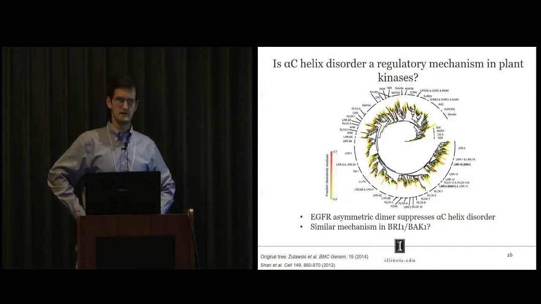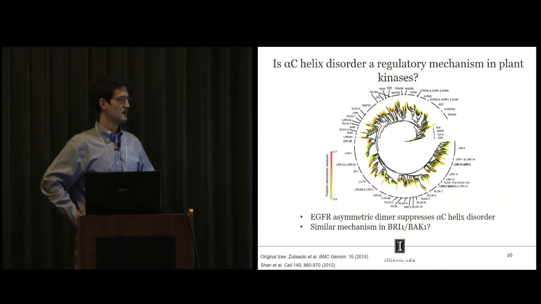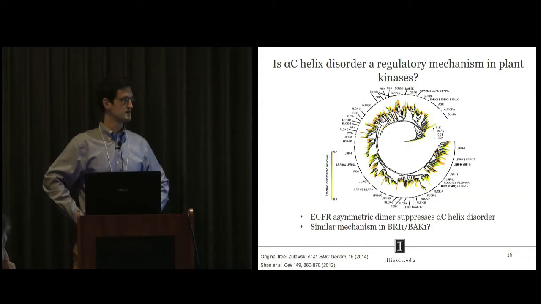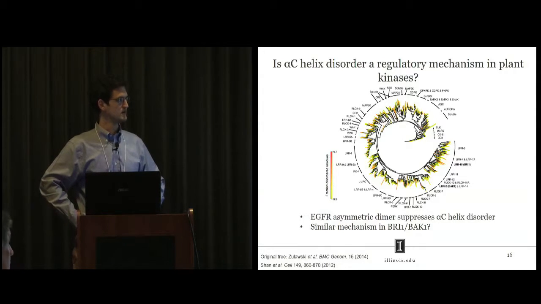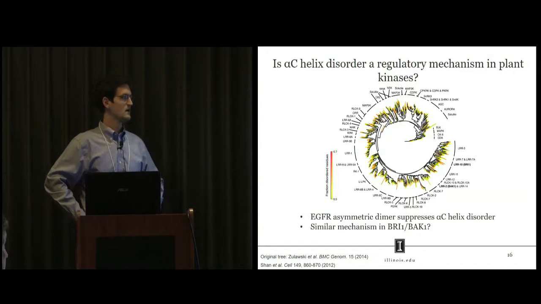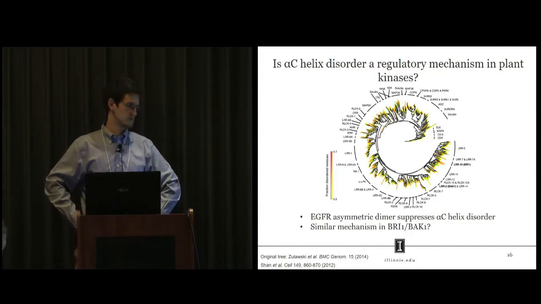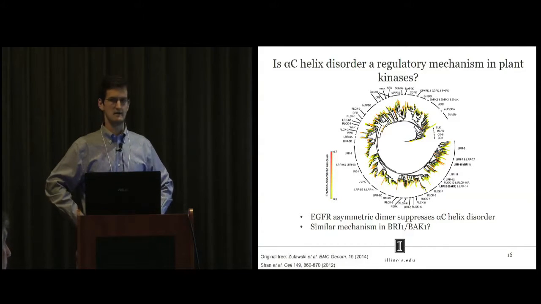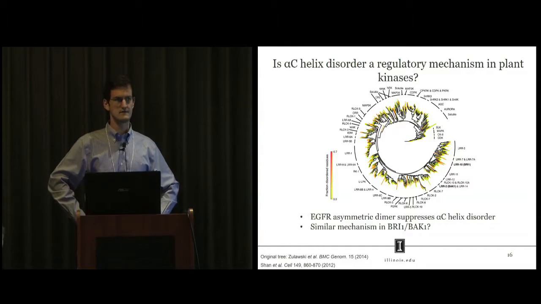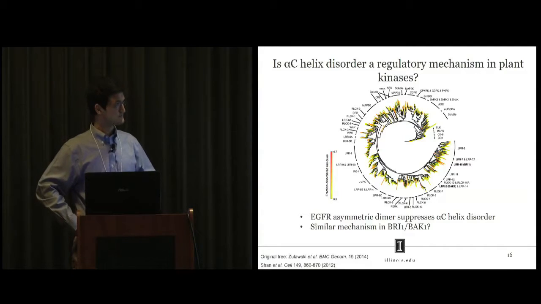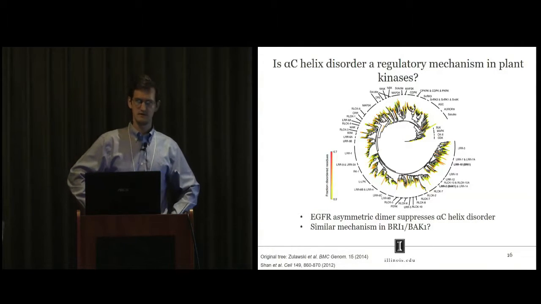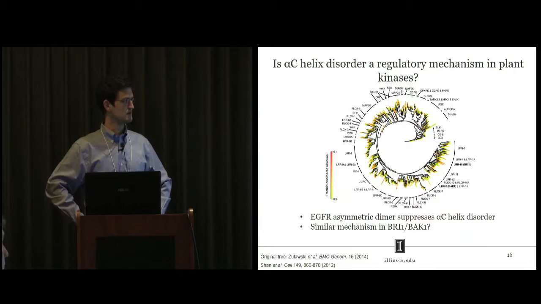So the question for us now is whether this disorder of the alpha C helix in BRY1 and BAC1 is a regulatory mechanism. In EGFR kinases that I just mentioned, when two of them associate with one another, that promotes folding of the alpha C helix and promotes an active protein. So our question is whether there's a similar mechanism in BRY1 and BAC1. So we'll be looking at that in the future.